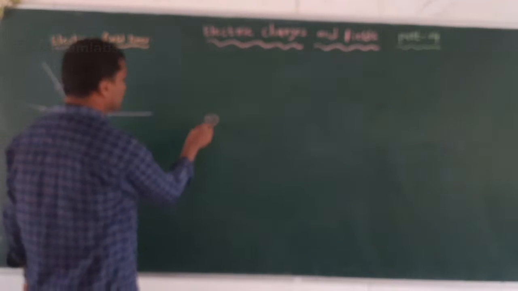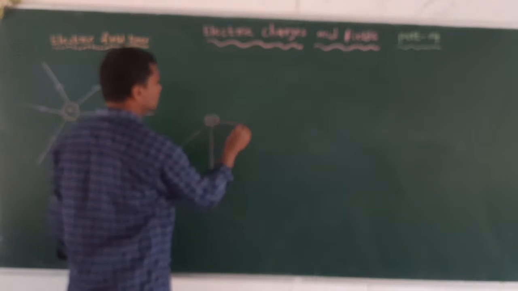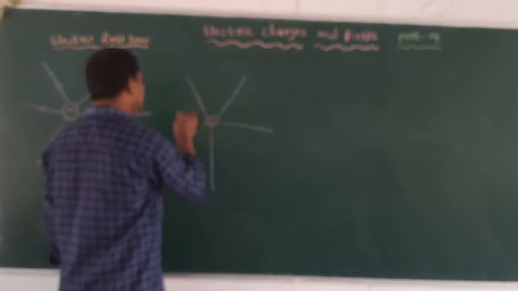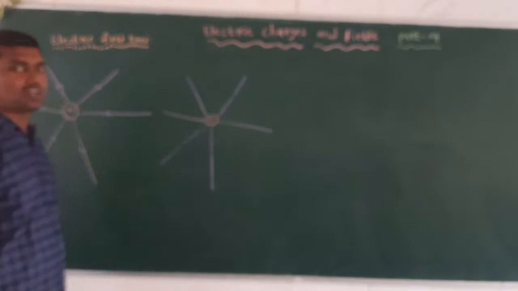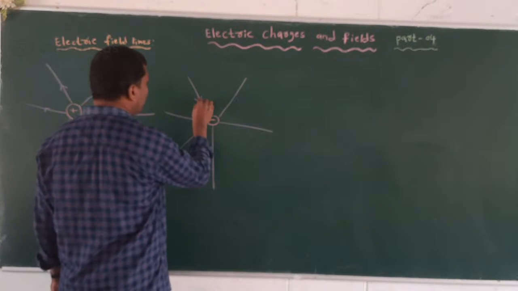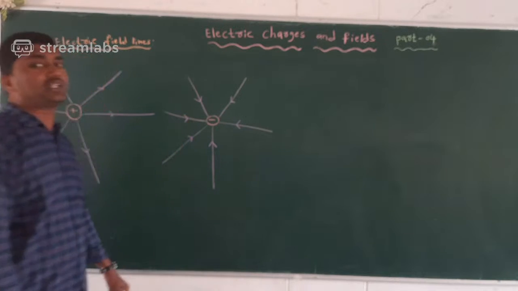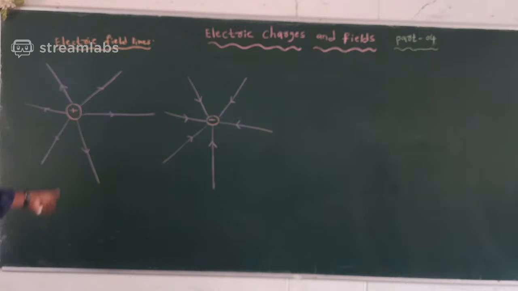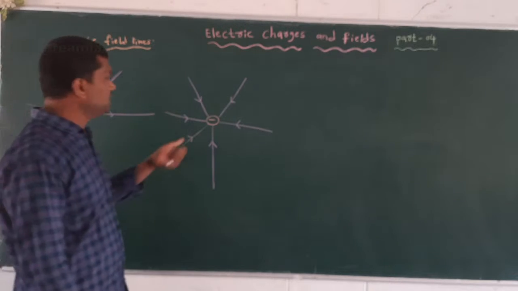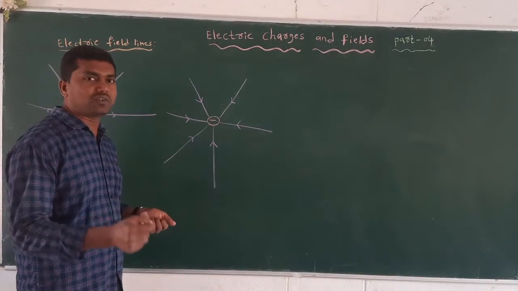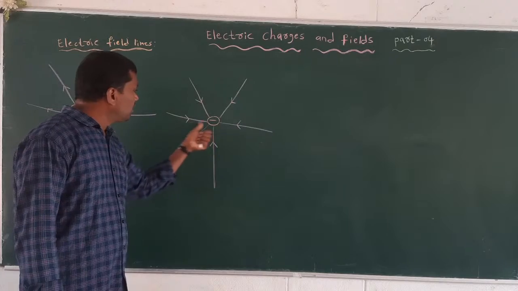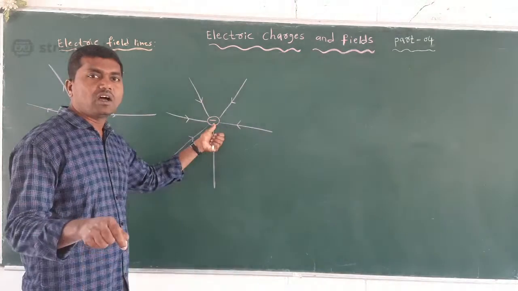When we draw the field lines of the negative charge, the field lines are towards the point charge, approaching the negative charge. The negative charge is the point charge. In this diagram, for the positive charge we draw the field lines away, in the outward direction from the point charge. The point charge may be positive or negative. In the negative charge, the field lines approach the negative charge.